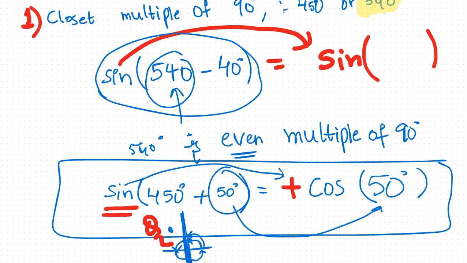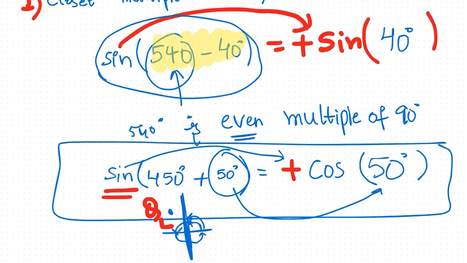And in the previous case, since we know that 500 lies in Q2, the answer opens up with a positive sign. So sine of 40 degrees. That's it. We don't need to care about negative or positive. Directly drop it as it is, 40 degrees.